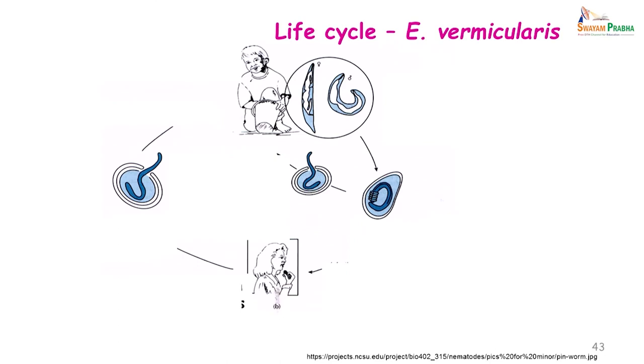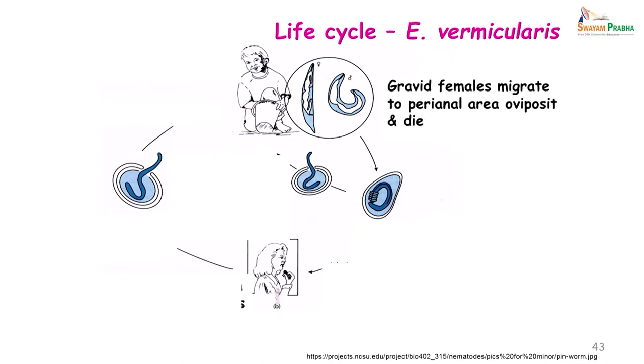Let's look at the life cycle of E. vermicularis. So, we have the embryonated eggs which are laid by the gravid female in the perianal region. What happens is that the male will fertilize the female, and the male dies after he fertilizes the female. The female will go down to the rectal region, to the anus, and at night deposit eggs in the perianal region, after which it dies.